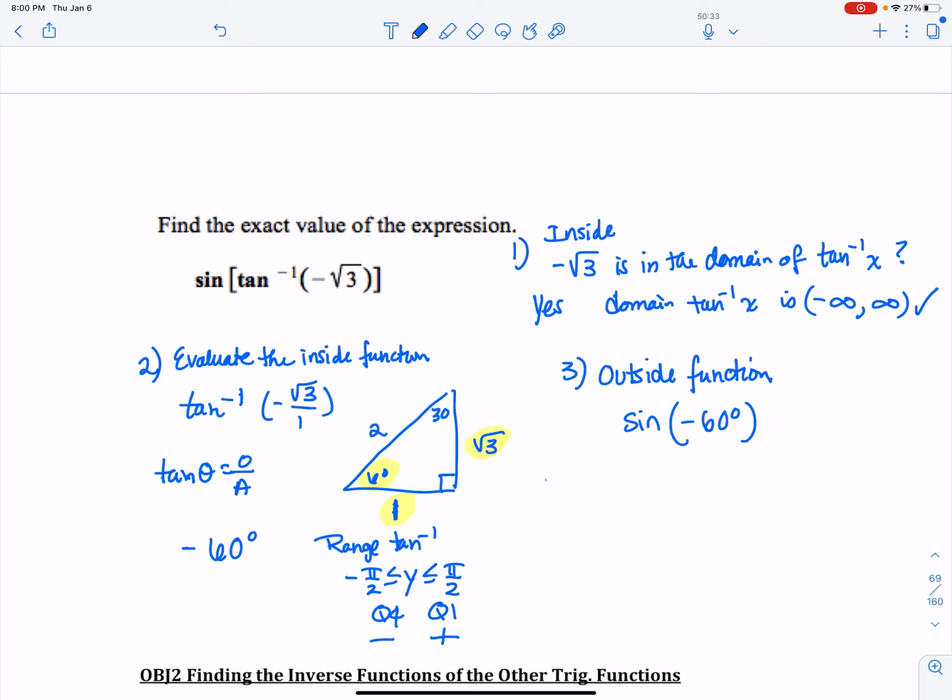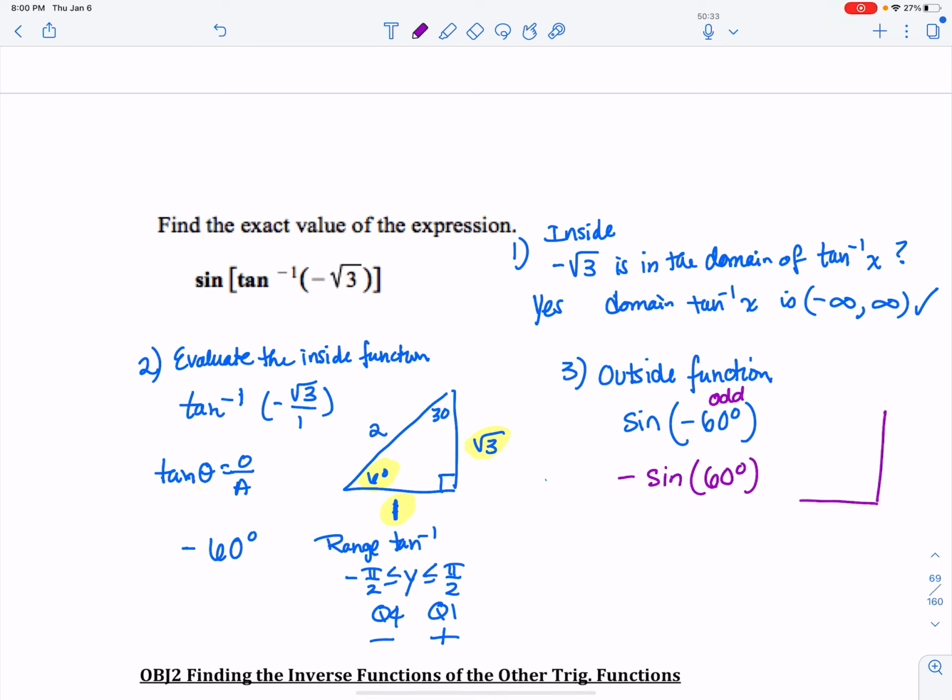Because I have a negative value inside the parentheses, I have to apply the even-odd rules. The even-odd properties say that sine is odd, meaning that the negative sign comes out, so I have to evaluate negative sine of positive 60 degrees.